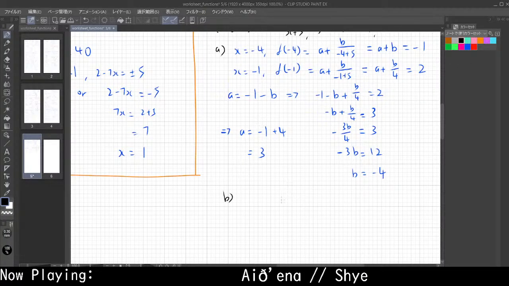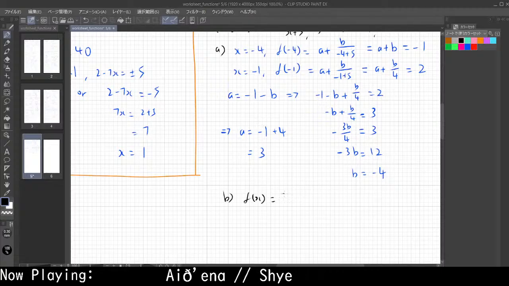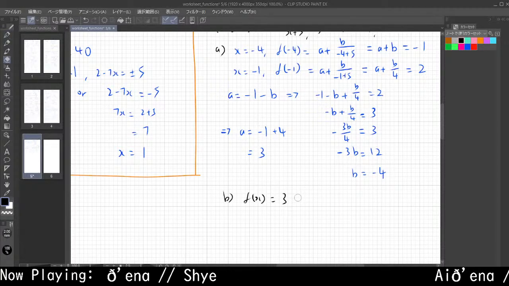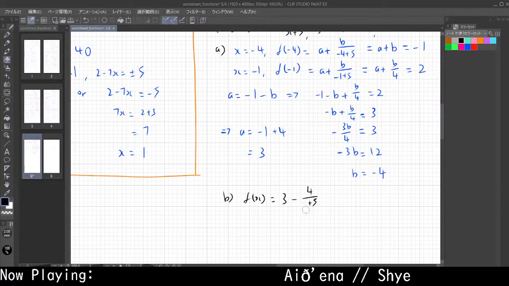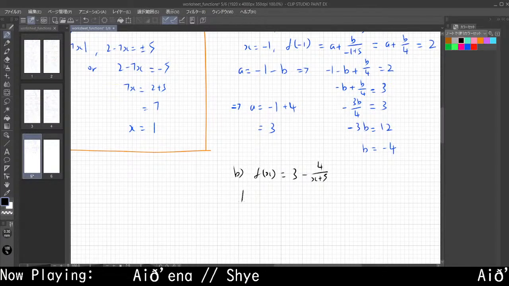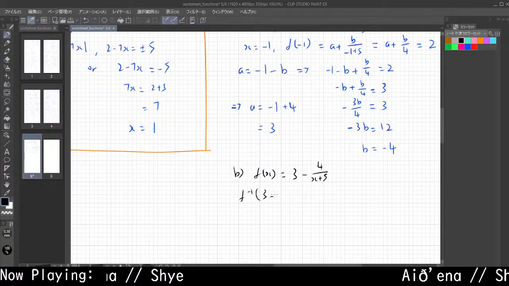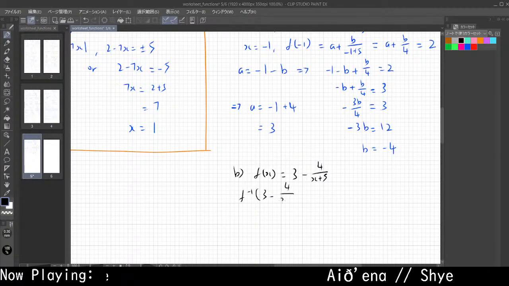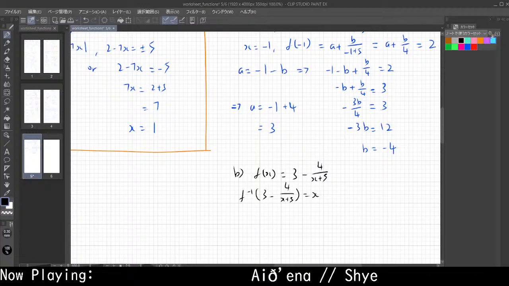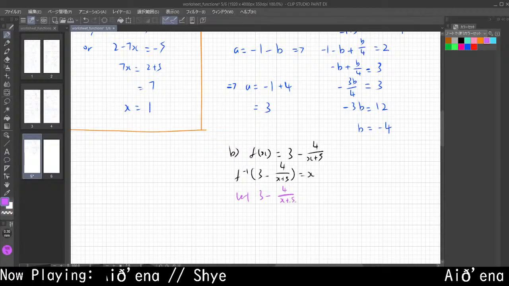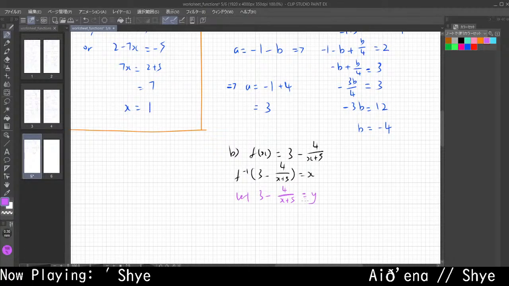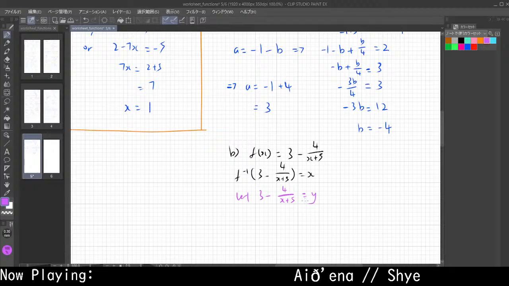Okay, so question b. Hence find f inverse. Your f(x) at the end can be written as 3 plus (-4) over x plus 5. Yeah. Then you want to find the inverse. Okay. f inverse of this entire thing equals x. So same thing, let your original f(x) in this case be whatever is in the bracket. So rearrange.